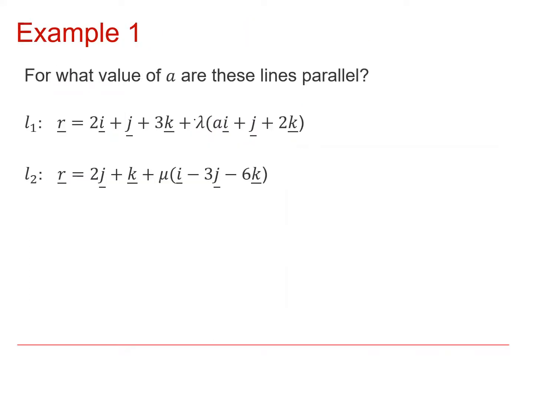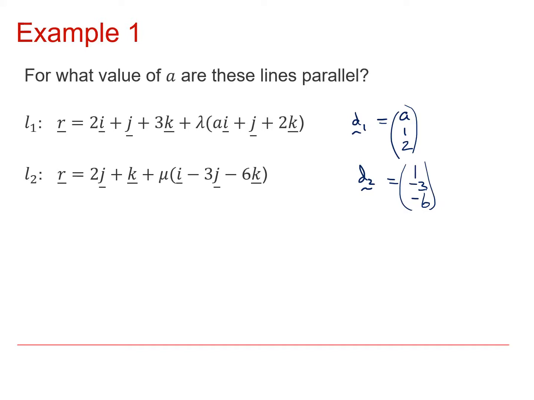Let's start out with an initial example. So for what value of A are these two lines parallel? Well, if I look at the direction vector for this line, it's going to be A, 1, 2. And if I look at the direction vector for this line, it's going to be 1, minus 3, minus 6. For those to be parallel, I want D1 to be a multiple of D2, or vice versa. I want them to be multiples of each other.